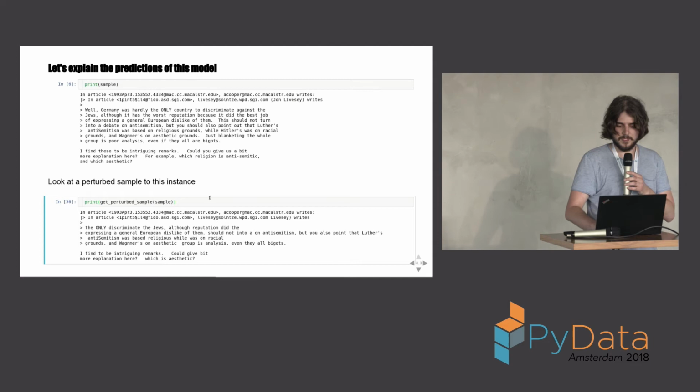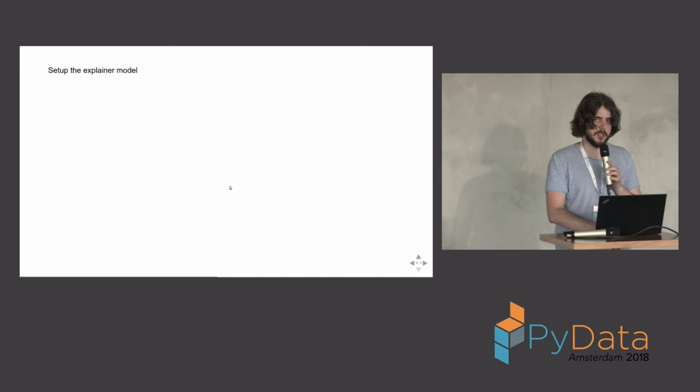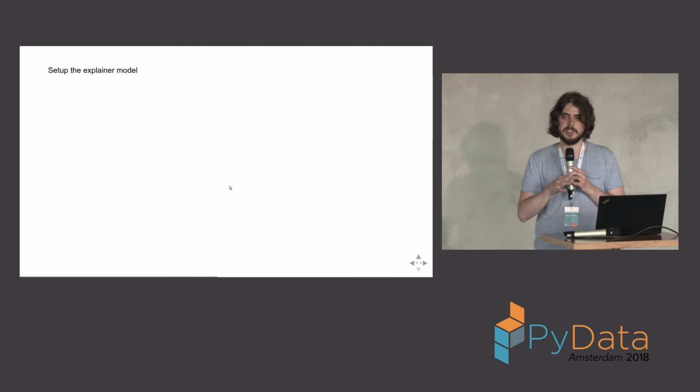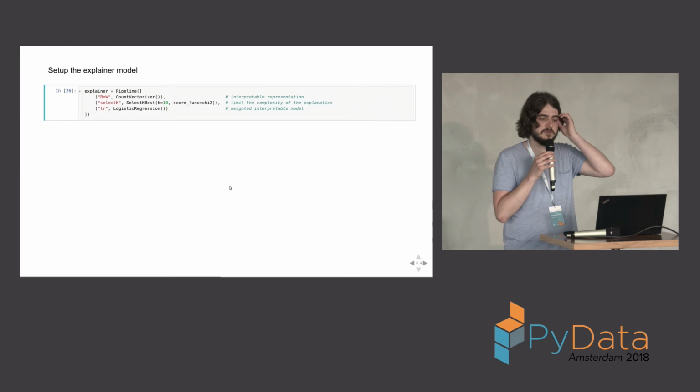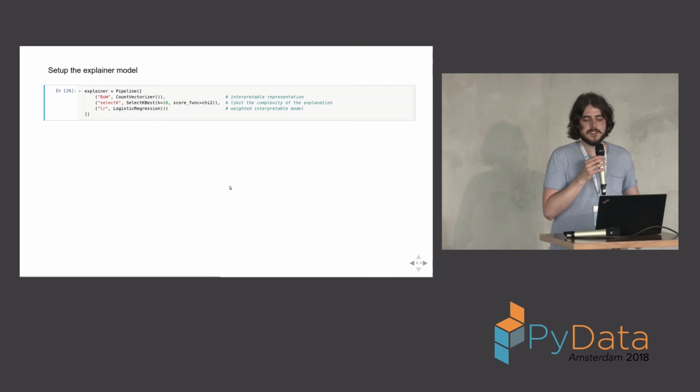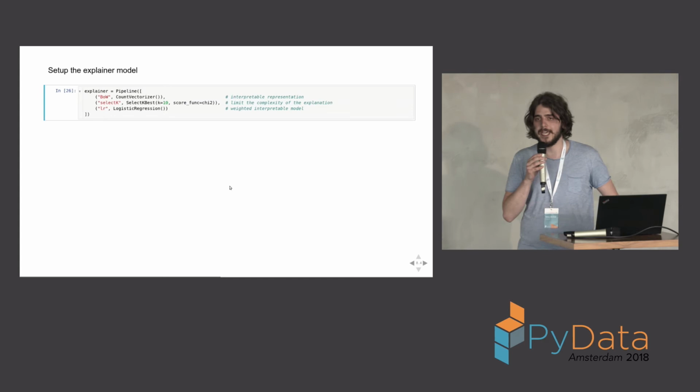And then we set up an explainer model. This is the simplified version. The real LIME algorithm implemented in ELI5 does something smarter, smarter in the sampling and smarter in the explainer model. But here you take a count vectorizer, so you basically have an interpretable representation that is all your words. And then you select the k, the 10 in this case, best features by a univariate test to make it understandable and limit the complexity of your explanation.